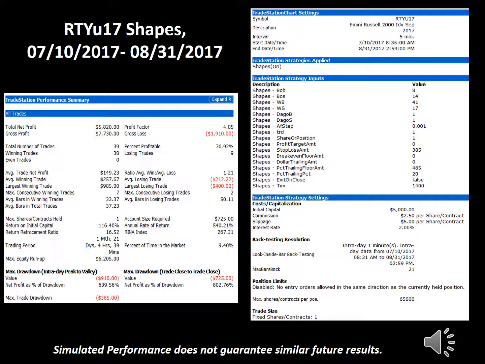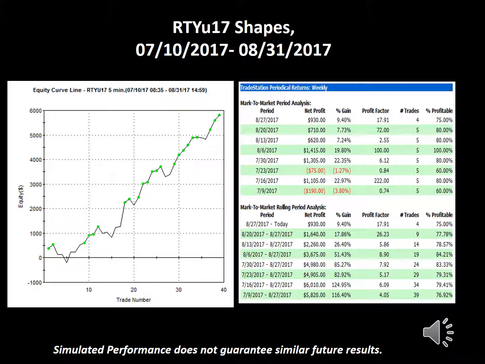The stop is 385. The others were less than 200. So if you aren't scared of a little bit bigger stop, you might want to take a look at the shapes. And you can see that equity curve when you have a little bigger stop looks a little more like a 60-degree line. You look at the weekly returns, there's 2 losing weeks, a $75 week and a $190 losing week. The rest of the weeks have been winners. So it's something to really watch.